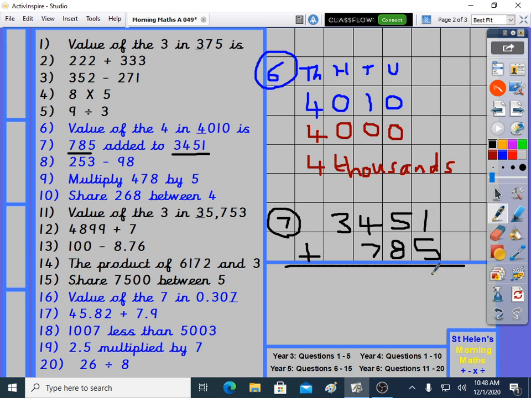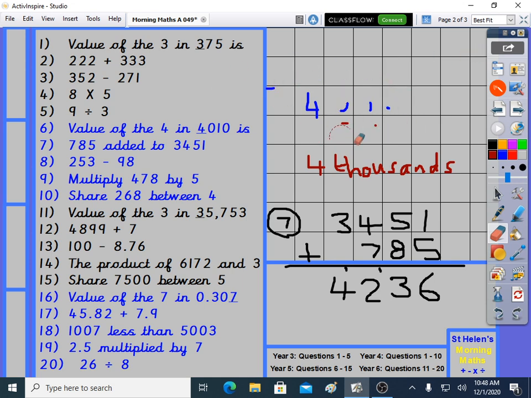1 plus 5 in the units is 6. 5 plus 8 is 13. 4 plus 7 is 11. Plus 1 is 12. 3 plus 1 is 4. 4,236. Just check over it, make sure it's okay before we move on. Next, question 8.